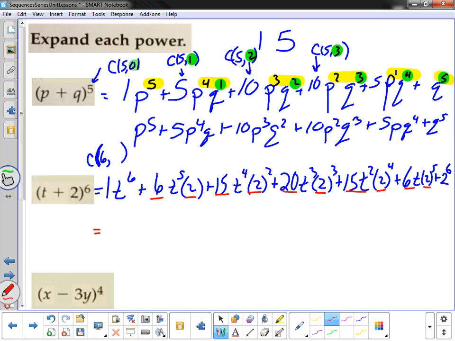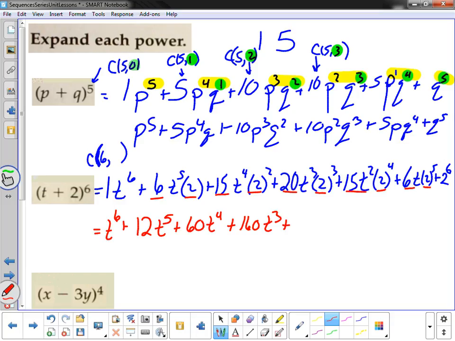So when I do that, I get a t to the 6th here, and 6 times 2 gives me a 12. So I get a 12 t to the 5th. And now I have a 2 squared times 15. 2 squared is 4 times 15 is 60. Now I have a 2 cubed times 20. 2 cubed is 8 times 20 is 160.